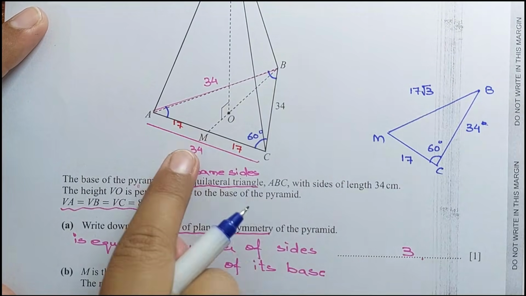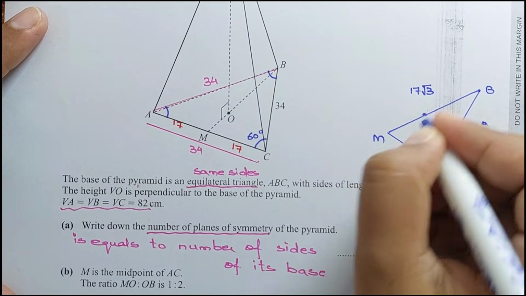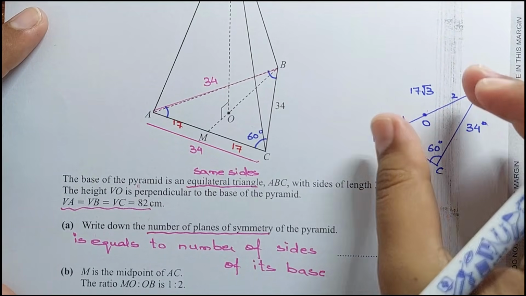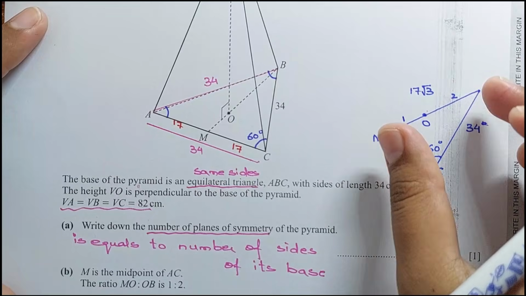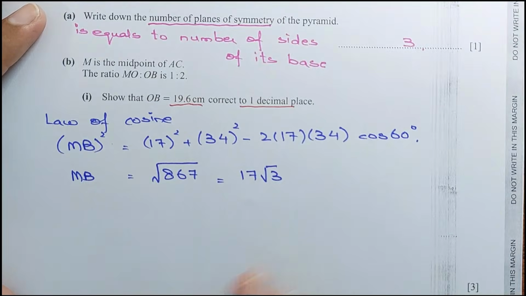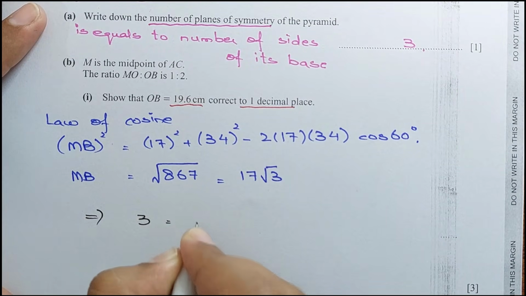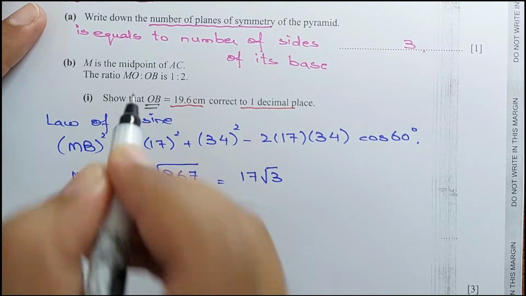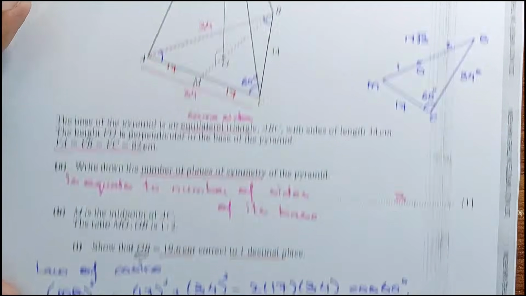But between M to B there is a point O over here, like M to O is in the ratio of 1 and O to B is in the ratio of 2, and the whole thing is in the ratio of 2 plus 1, that is 3. So this ratio 3 is represented by 17 root 3. Now the question is we need to find OB, and OB is in the ratio of 2.